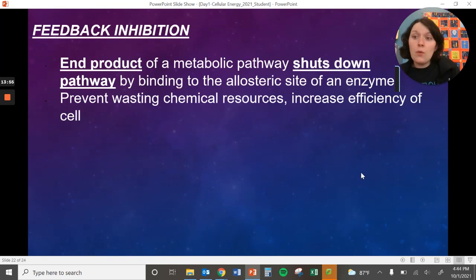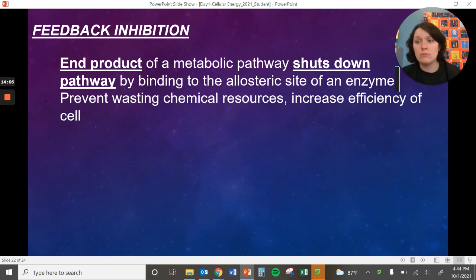Okay, and then with this pathway and our enzymes, we also have something called feedback inhibition that can help us to regulate our pathways. So this is where the end product can shut down, or sometimes start, a pathway by binding to an allosteric site of the enzyme. This is usually preventing waste. So if we've made a bunch of a product, we don't want to just keep making more of it if it's not needed. So we can go back and turn off the pathway so that we don't make an excess amount.